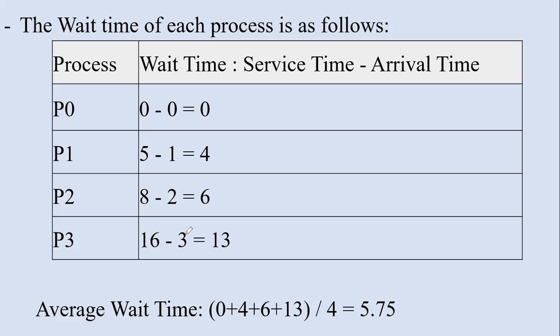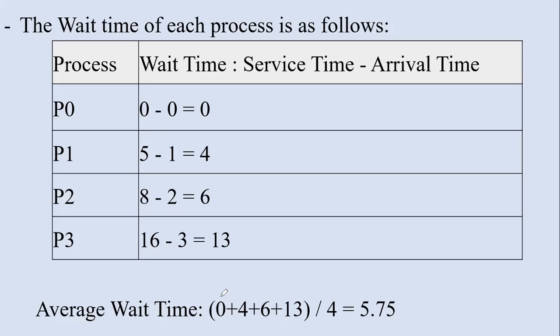Process 3 arrives at time 3. It starts to be serviced at time 16, meaning it will have waited for 16 minus 3, which is 13. And the average waiting time for this system will be: waiting time for process 0, waiting time for process 1, waiting time for process 2, waiting time for process 3, and then waiting time for process 4.